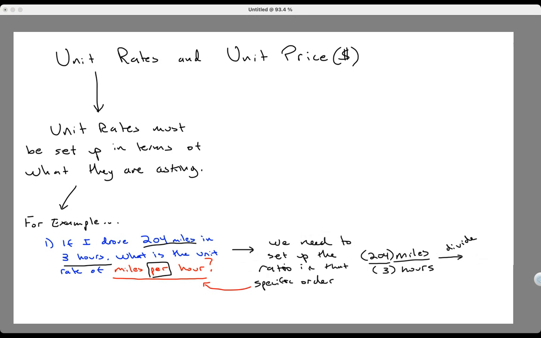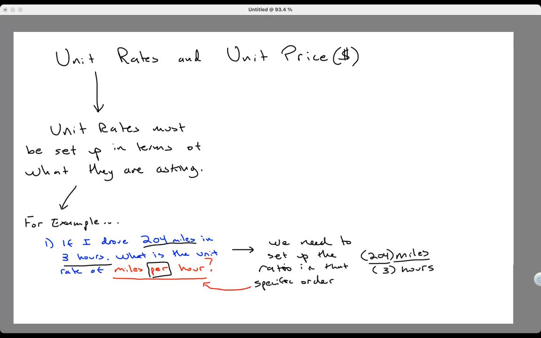If we divide 204 by 3 to find out how many miles we would drive in 1 hour, we end up with 68 miles in one single hour. 3 goes into 204 68 times. That's an example of a unit rate. Notice how the most important part was setting up our unit rate in that specific order. The order matters the most.